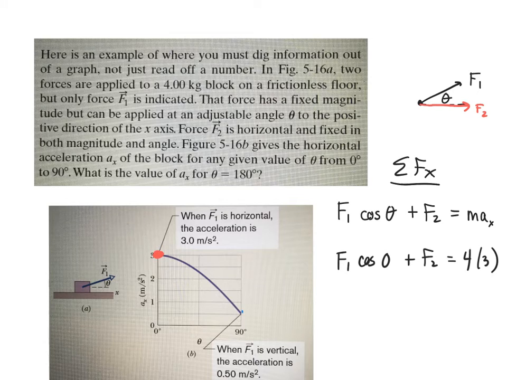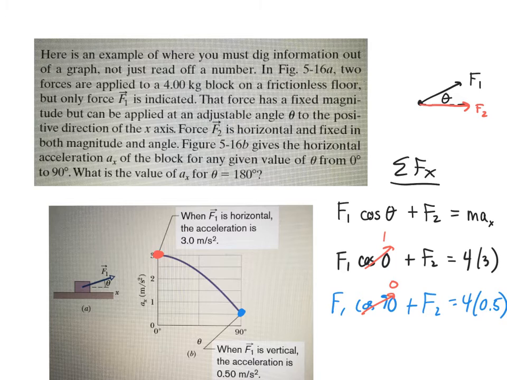Now let's look at the second data point in blue. This data point tells me F1 cosine 90 plus F2 equals 4 times 0.5. What's the cosine of 90? 0. Cosine of 0 is 1, right? So up here, this goes to 1, but this goes to 0. So the second equation in blue just gives me F2. There it is. Really, I didn't need to solve a system, technically. I could solve a 1-variable equation first, plug that in, which becomes a system in the end anyway.